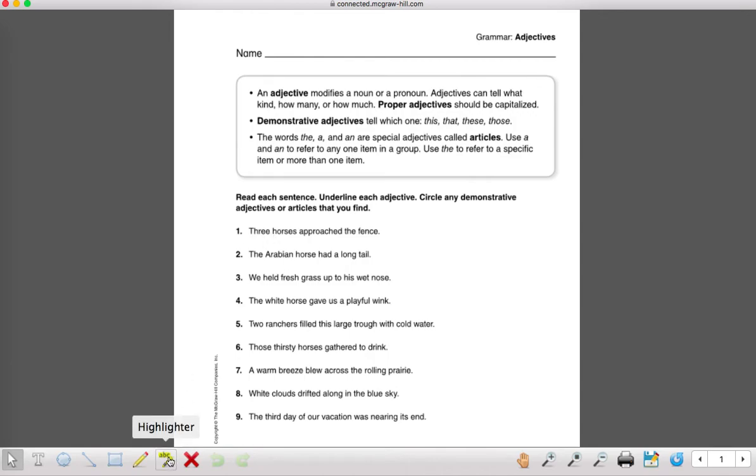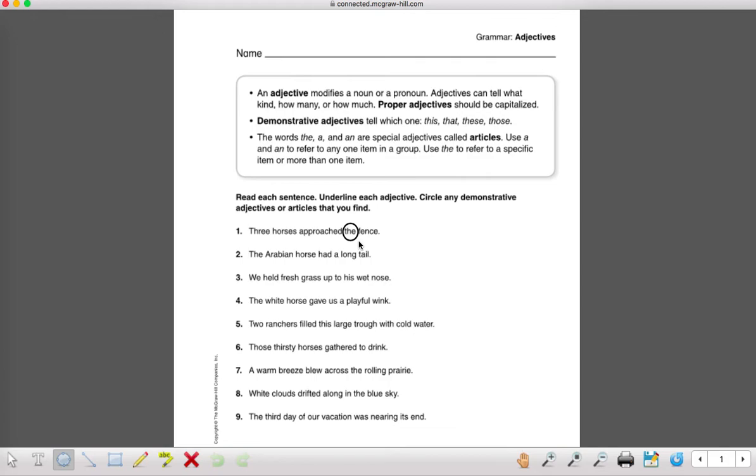You could see how I was underlining it. The pencil doesn't seem to want to stay on there, but so 3 horses. 3 would be the adjective in this case. The other adjective for the word fence would be the, but it asks us to circle any demonstrative adjectives or articles that you find. So I'd circle it if I could circle it. Oh, here, a circle. So I'd put a circle around the.